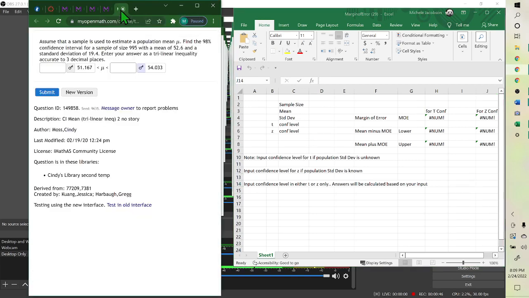So for the first problem, we want to find our sample size was 995. Our mean was 52.6. Standard deviation 19.4. Confidence level was 0.98. 51.167 and 54.033. And I used the t distribution because the standard deviation was not from the population.